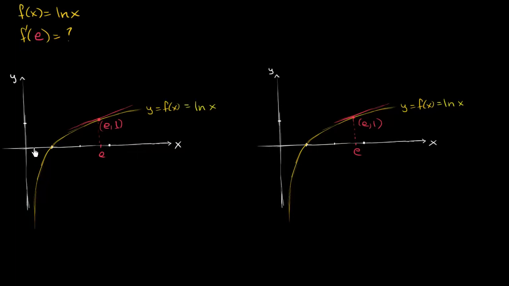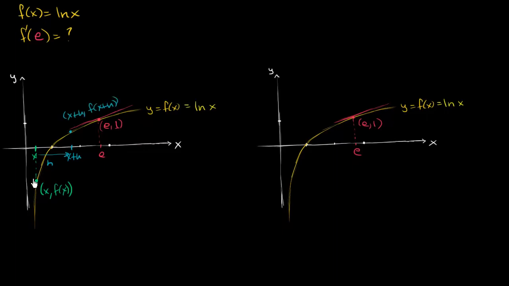The formal definition wants us to find an expression for the derivative of our function at any x. So let's say that this is some arbitrary x right over here. This would be the point x comma f of x. And let's call this x plus h. So this distance right over here is going to be h. This right over here is going to be the point x plus h, f of x plus h.